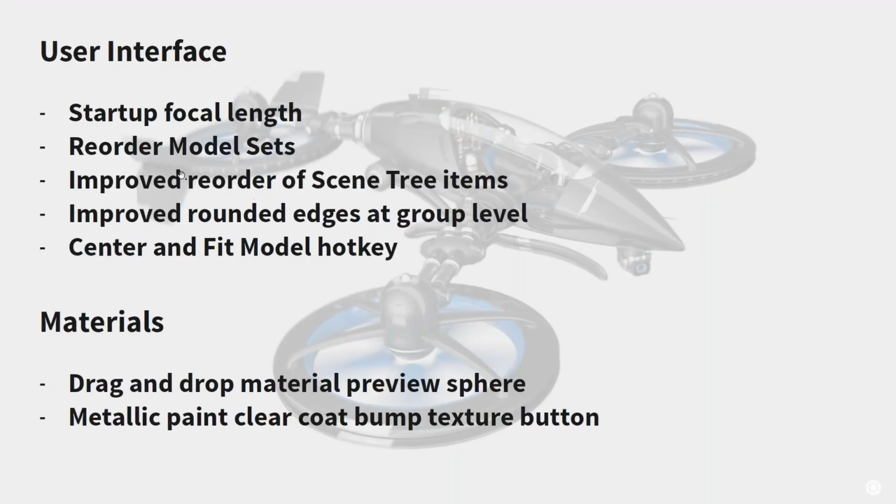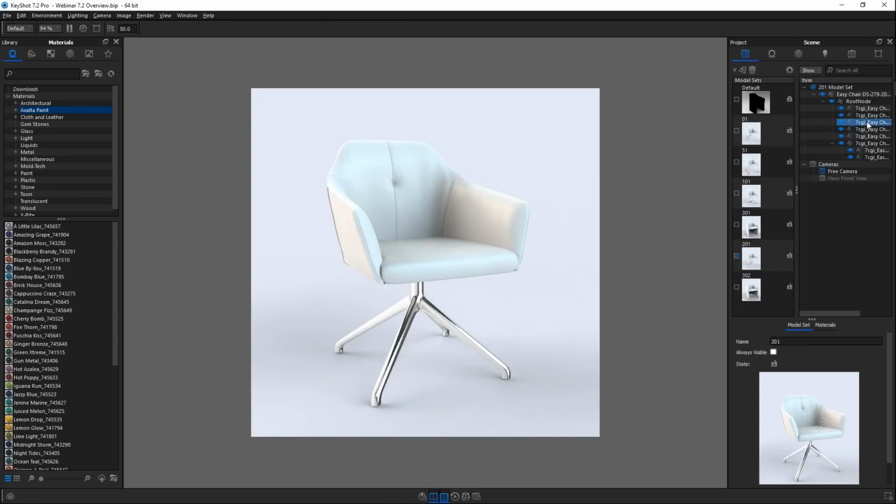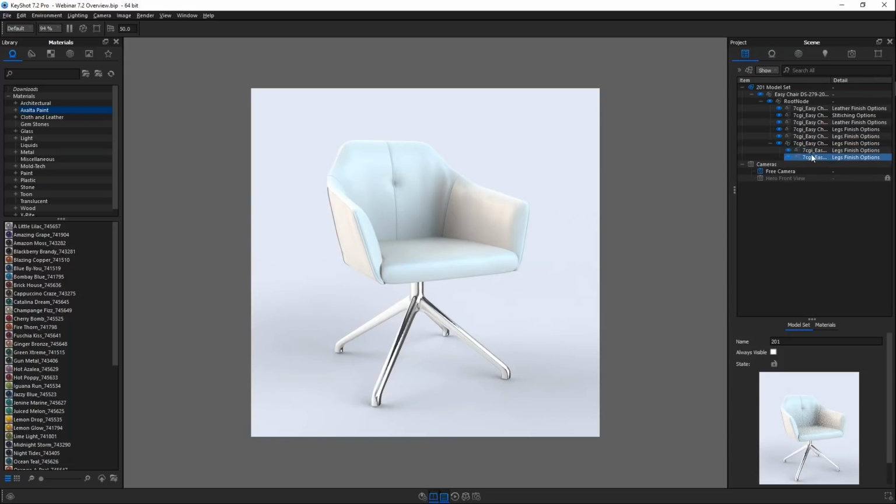As far as reordering goes, we're going to stick with that theme for a second and look at reordering items within the scene tree. This has to do a little bit with how an item looks, or how the highlighted state appears, when you reorder it.